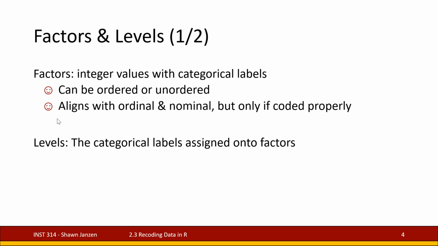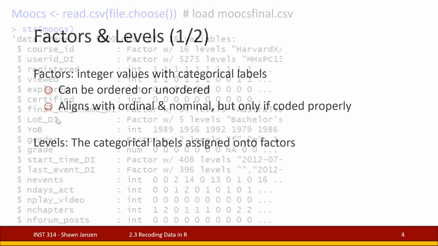Briefly, I want to touch on the factors and levels issue, because this is something you're going to have to know about if we're working on recoding with factors. I said before that factors are integer values that can have a text label that sits on top of them. They can be ordered or unordered, so you can think of these like nominal and ordinal variables, but they have to be coded properly. So one of the things we're going to do as an example here is show you how some of these coding levels can be worked.